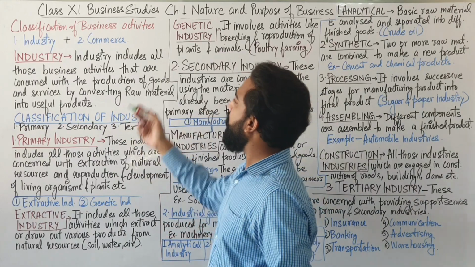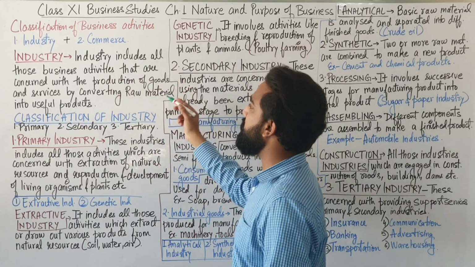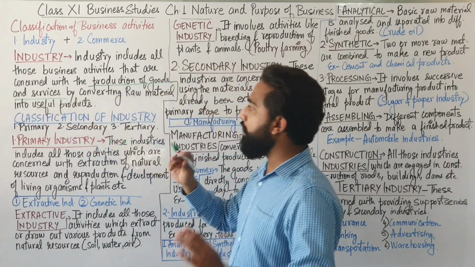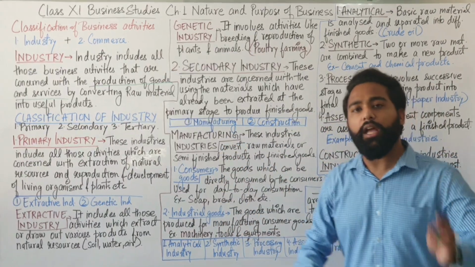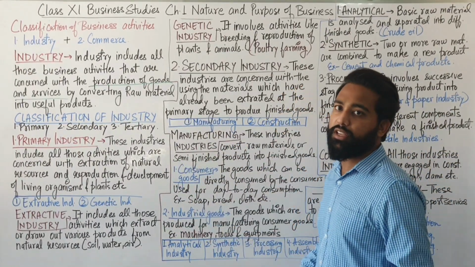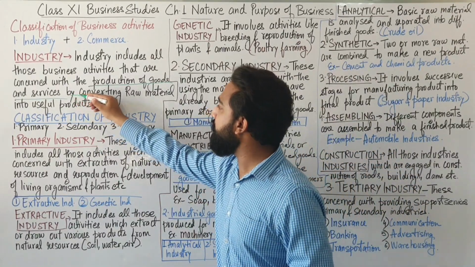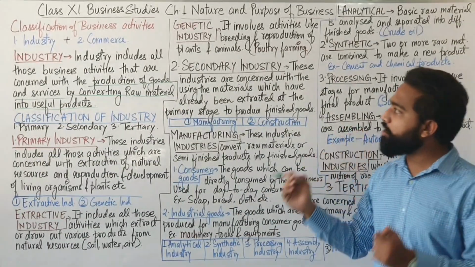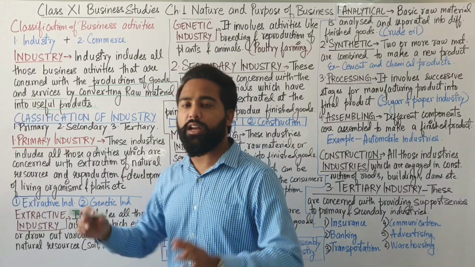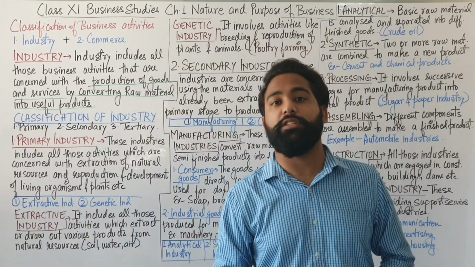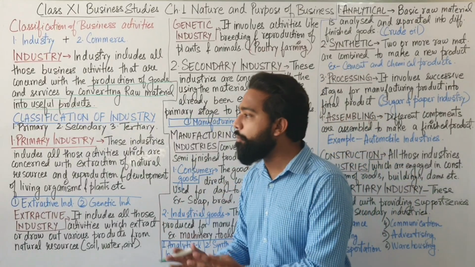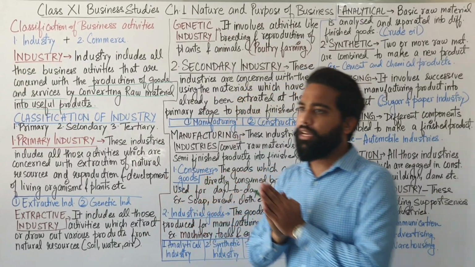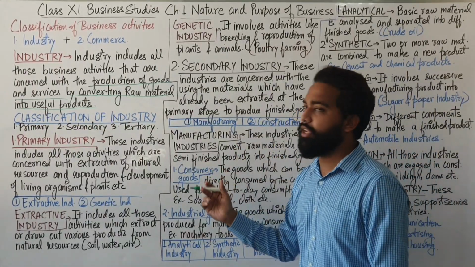So what is industry? Industry includes all those business activities that are concerned with the production of goods and services, by how? By converting raw materials into some useful products. The industry includes all those business activities that are concerned with the production of goods and services by converting raw material into some useful products for the consumers or for the producers. Now let's start the classification of industry.